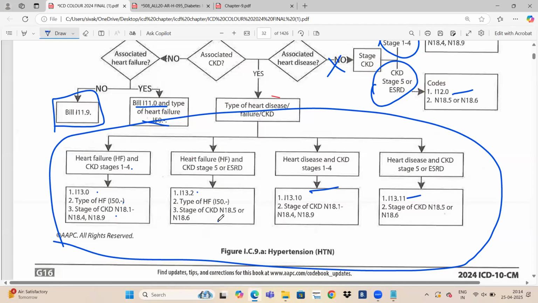Then, if the documented stage is 5 or ESRD, what do we need to check along with the CKD stage? Whether the patient is on dialysis or not, we need to check. Go through this document. If you have any doubt, you can ask me. I will explain.